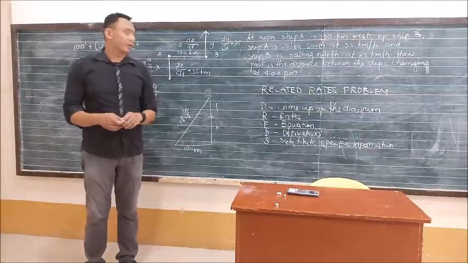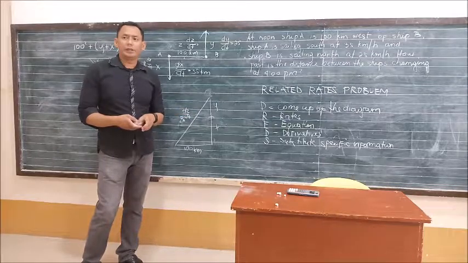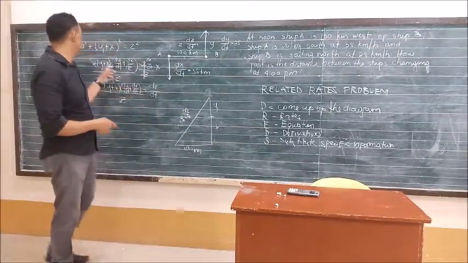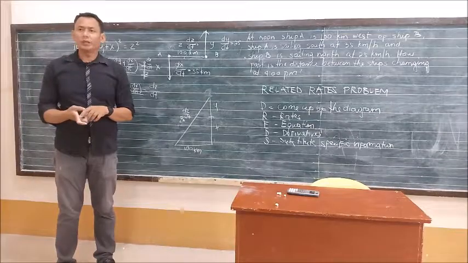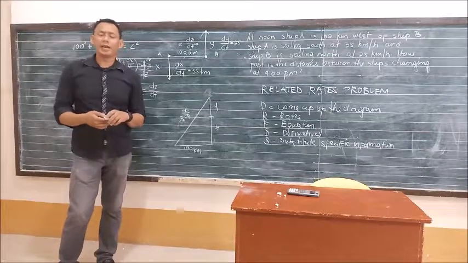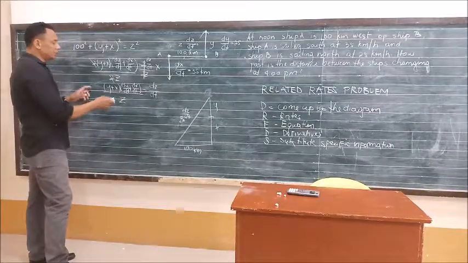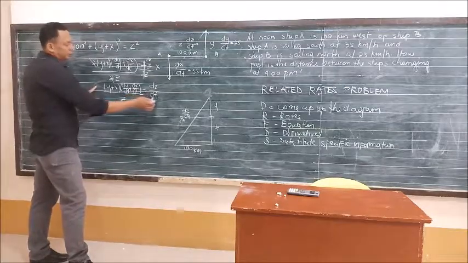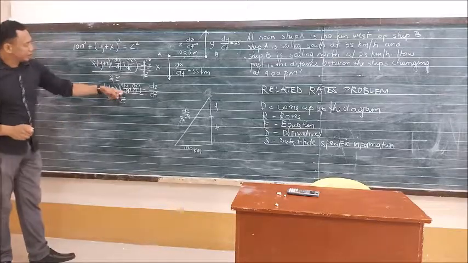So we are done with the diagram here, labeling with the rates. Then we found the equation using the Pythagorean Theorem. And we also took the derivative, and now we need to substitute the specific information into this problem. So we're going to substitute the specific information into the derivative equation. We derived it already from here.